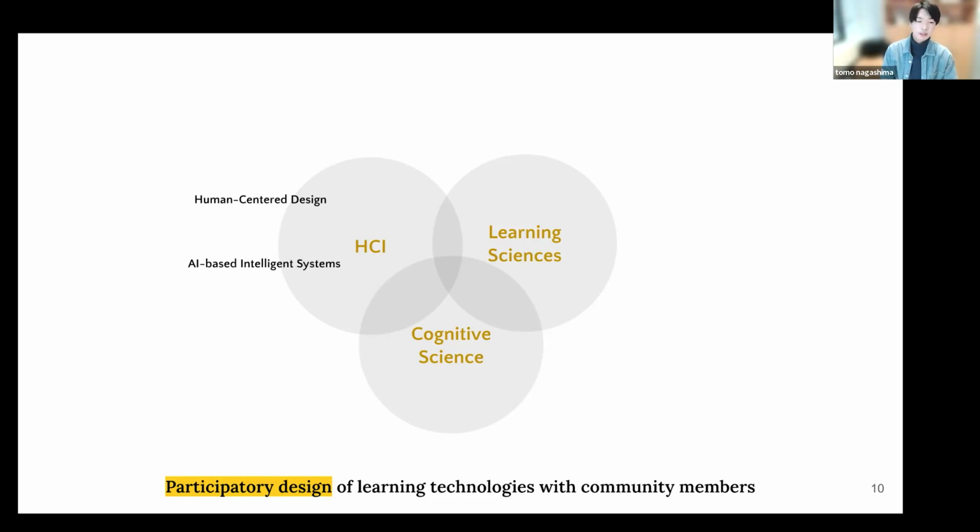We will talk a little bit about this approach later. It's also sometimes referred to as co-design of learning technologies with community members. So I work closely with the stakeholders like school teachers, school children, parents to design learning technologies with them.